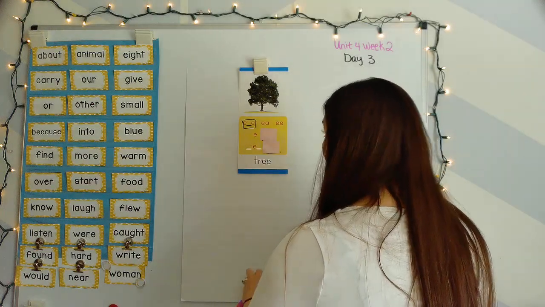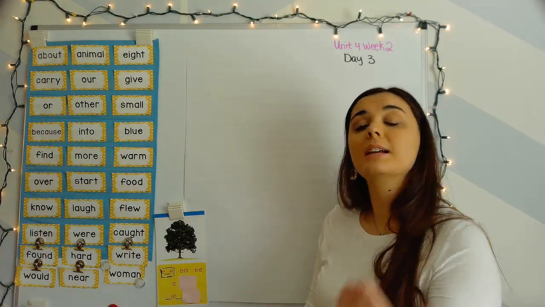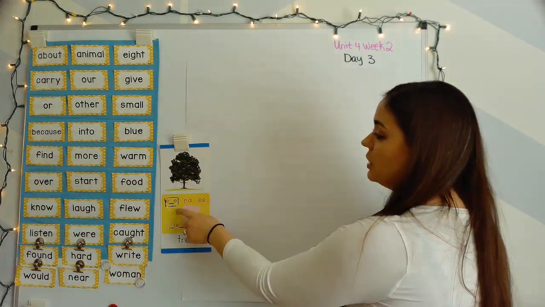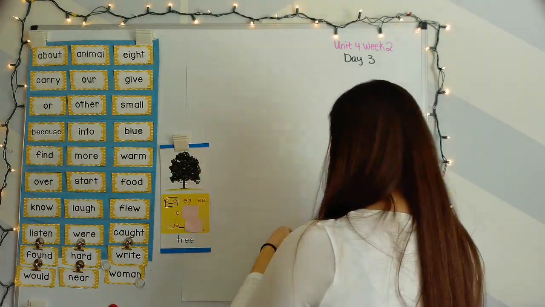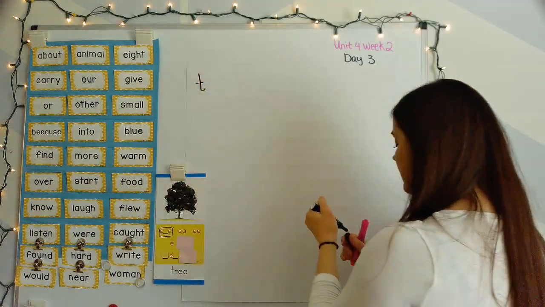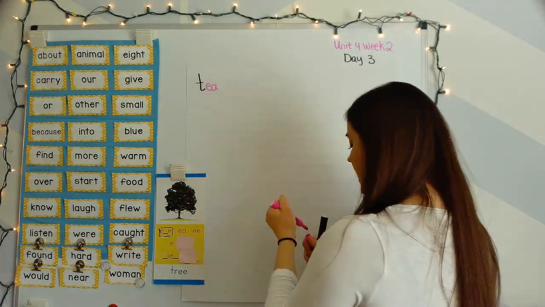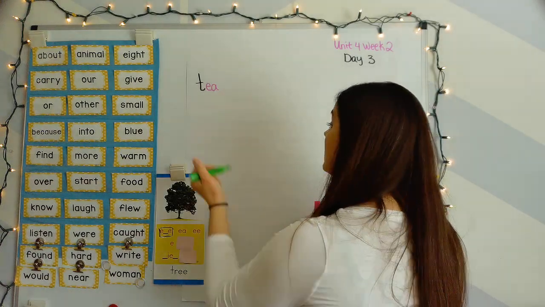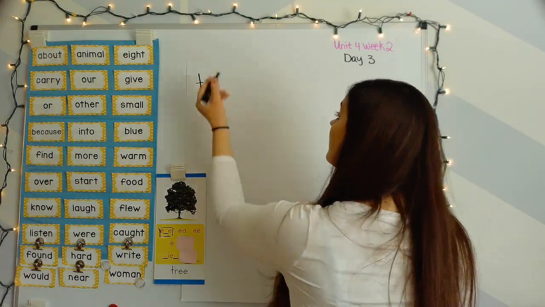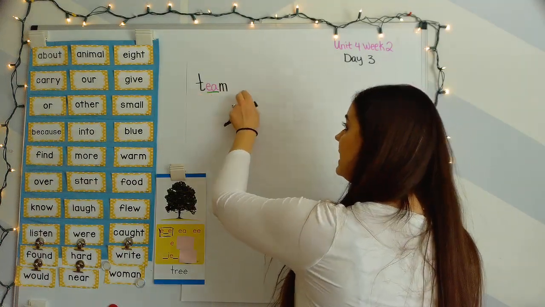All right, let's get started. Our first word, team. Your turn. T, E, M, team. So this word team uses the EA spelling of that long E sound. T says t. EA, vowel team. Remember, those two work together to say long E. M says m, team.